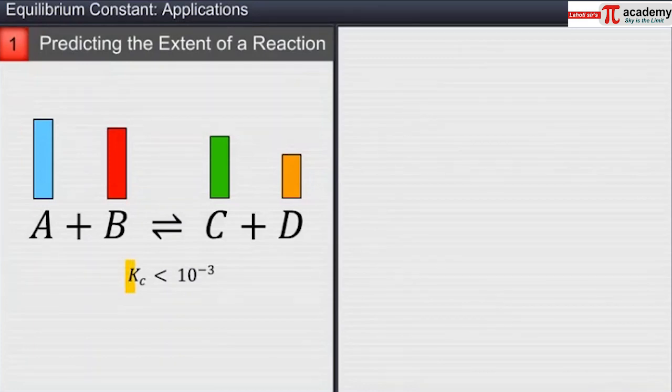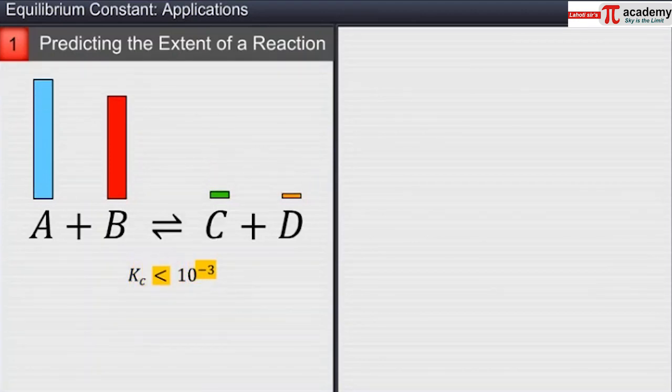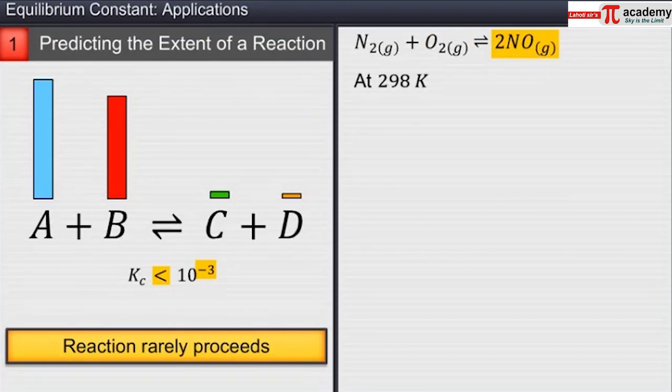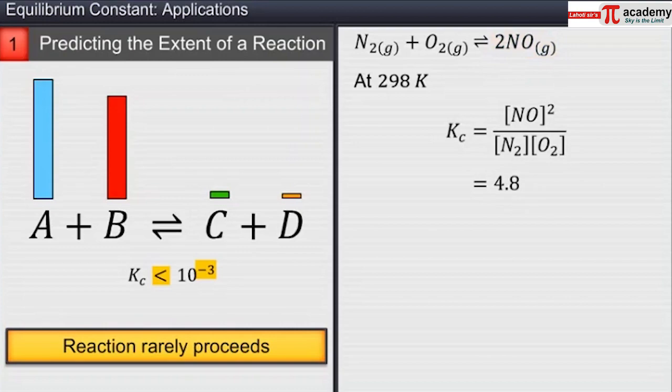If the numerical value of equilibrium constant is less than 10 raised to the power minus 3, it means that the reaction rarely proceeds, and also that the equilibrium concentration of the reactants is large. For example, for the gaseous reaction of nitrogen and oxygen reacting to form nitric oxide at 298 Kelvin, the equilibrium constant has a small value of 4.8 into 10 to the power of minus 31.